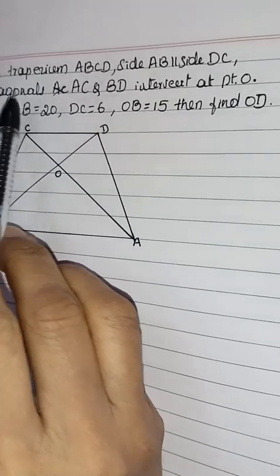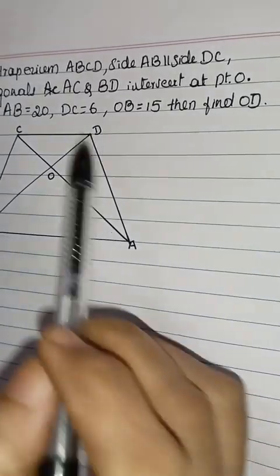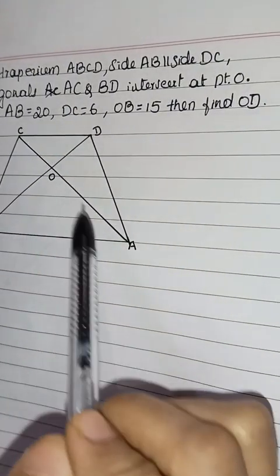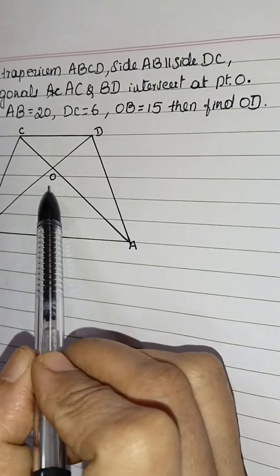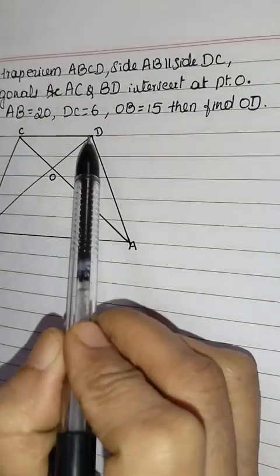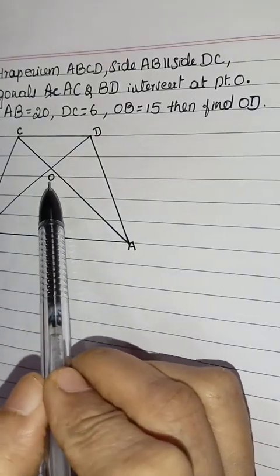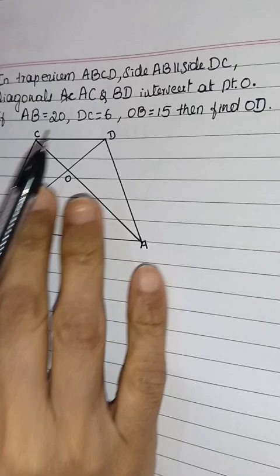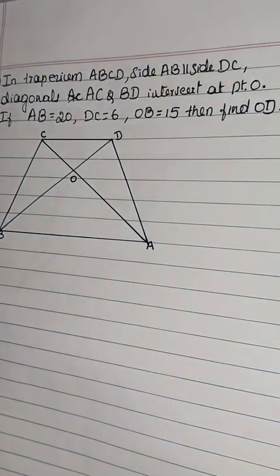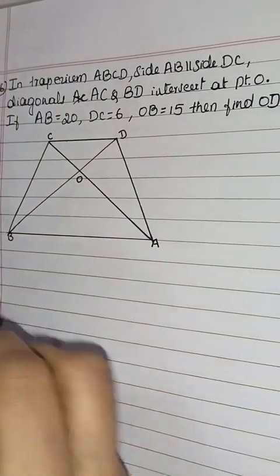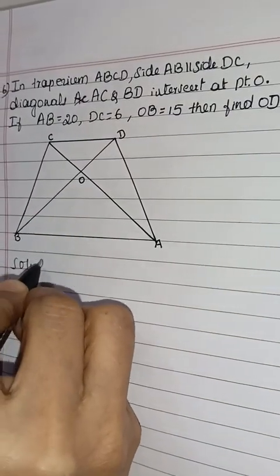Sixth one: in trapezium ABCD, AB is parallel to DC, diagonals AC and BD intersect at point O. If AB is 20, DC is 6, OB is 15, find OD. This sixth question is just like that fifth question. Okay, so here is the solution.